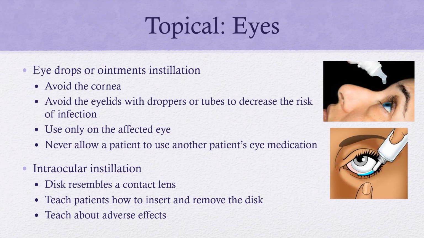If we're doing eye medication, these could be drops or ointments. We want to avoid that cornea. We're going to avoid the eyelid with the dropper or the tube, right?